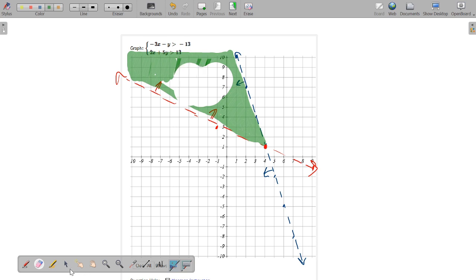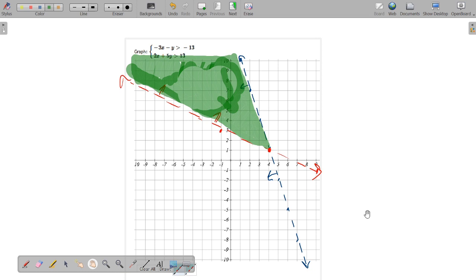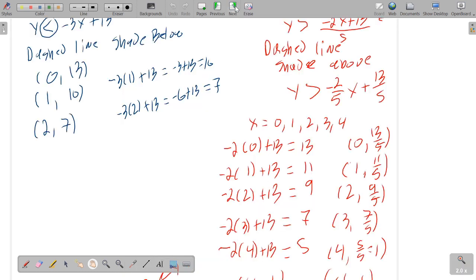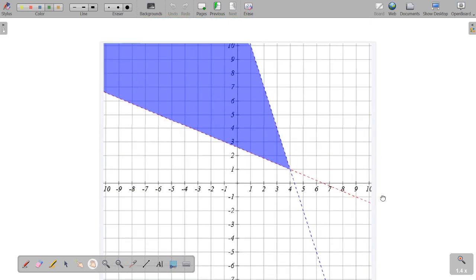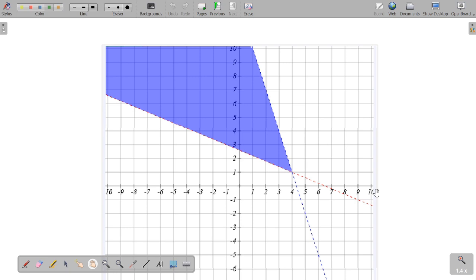Wait, don't want to erase her. And that is what the graph looks like. Now let's quickly go to the last page, and you can see that is what the system did.